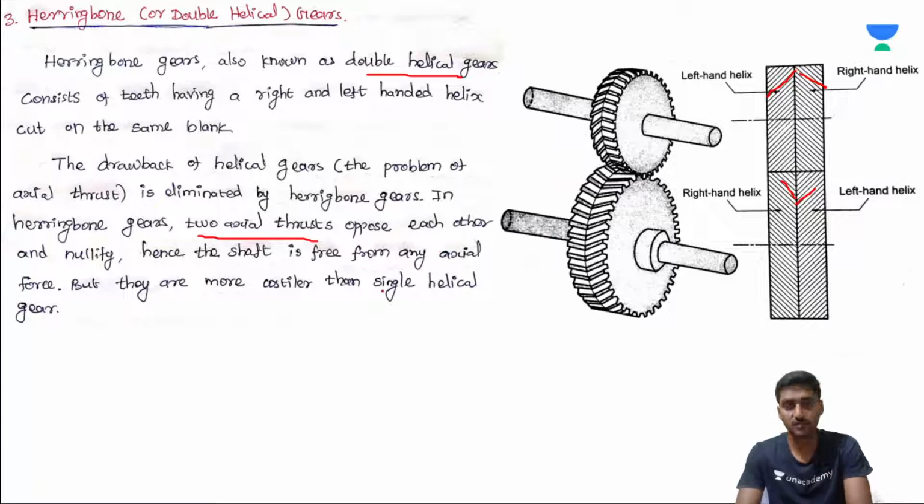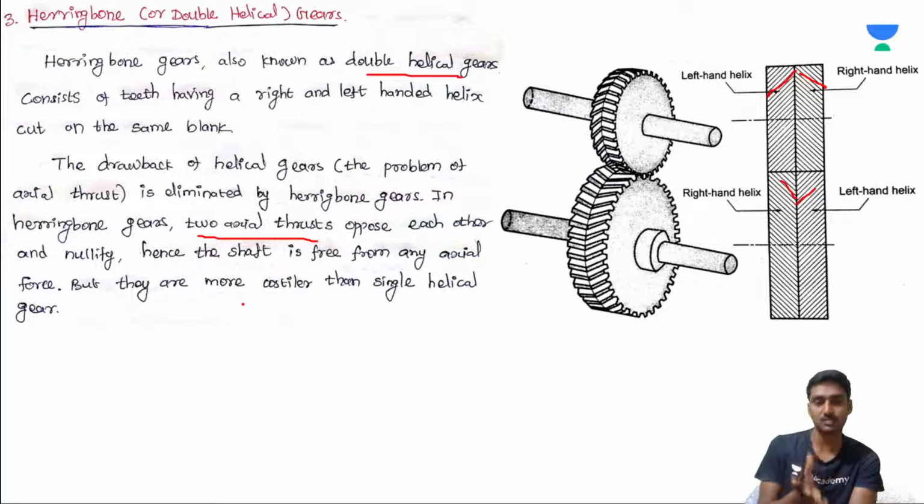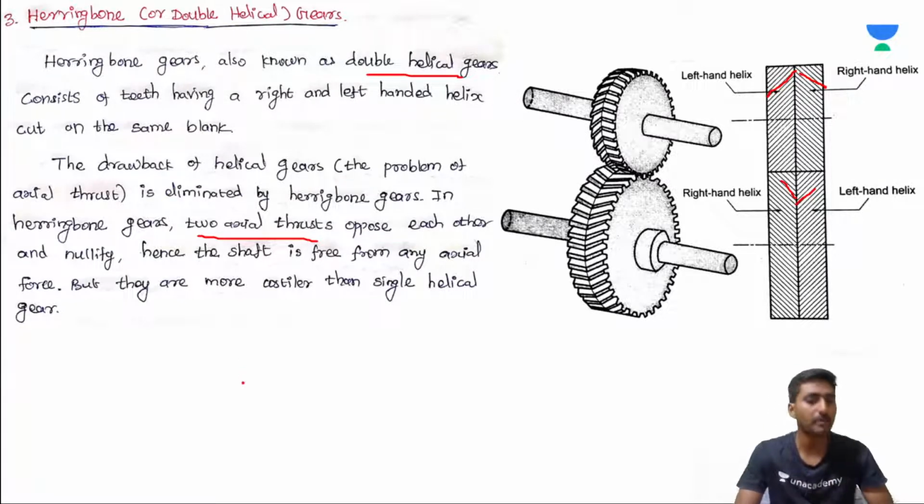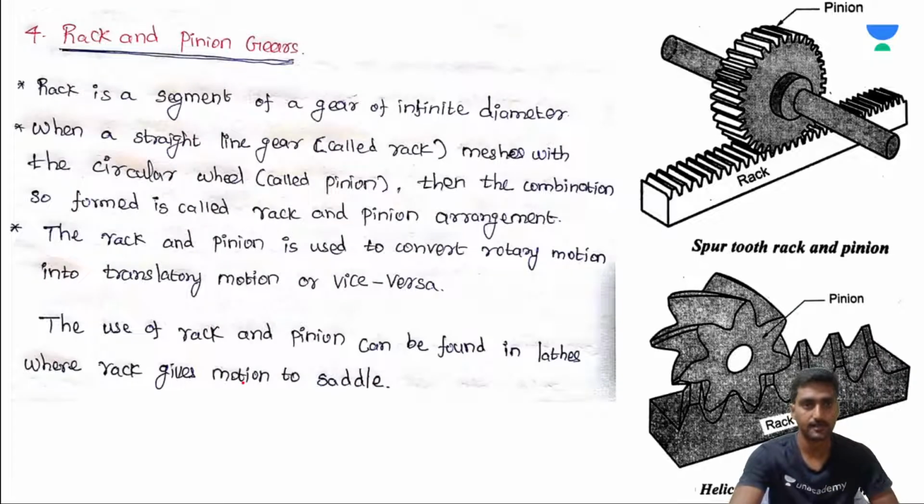Hence the shaft is completely free from axial force, but they are costlier than the single helical gears. Cost wise, when comparing herringbone and helical gears, herringbone gears are a little bit costlier, but the axial thrust problem is eliminated as well as bending couples. One more thing, we get very smooth action compared to the spur gear or helical gear.